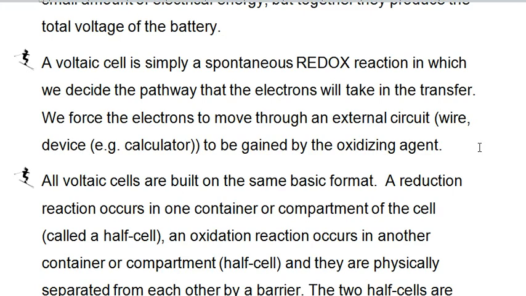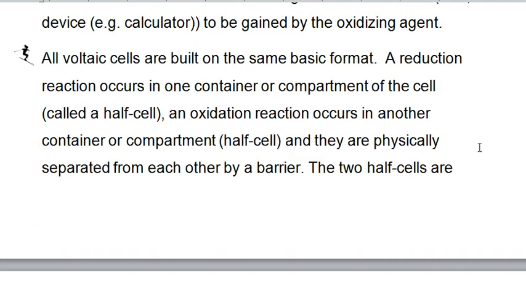All right, so a voltaic cell is simply a spontaneous reaction in which we decide the path the electrons will take in the transfer process. So we force the electrons to go through the path that we want, through an external circuit, which is a wire. For example, the wiring or circuitry in your calculator or your cell phone. And then they're going to be gained, just like they always have, by an oxidizing agent at another electrode called the cathode. All voltaic cells are built on the same basic format.